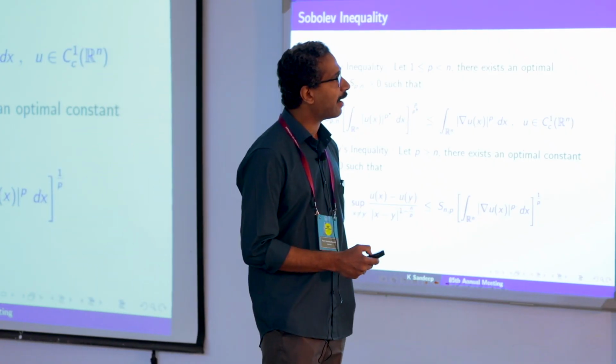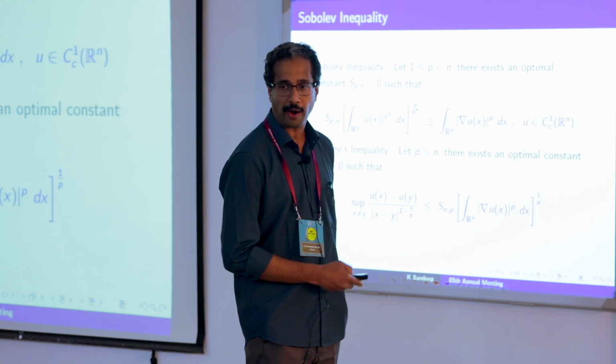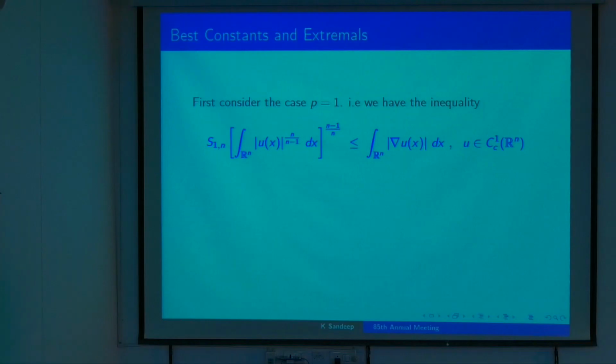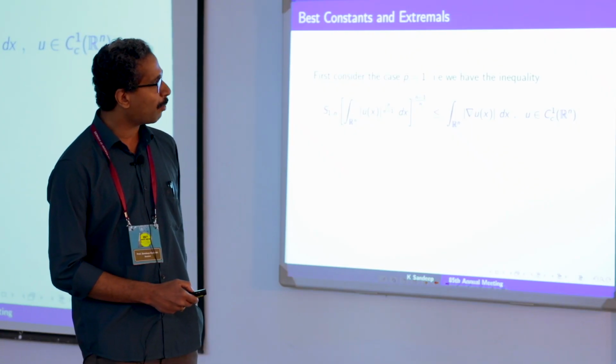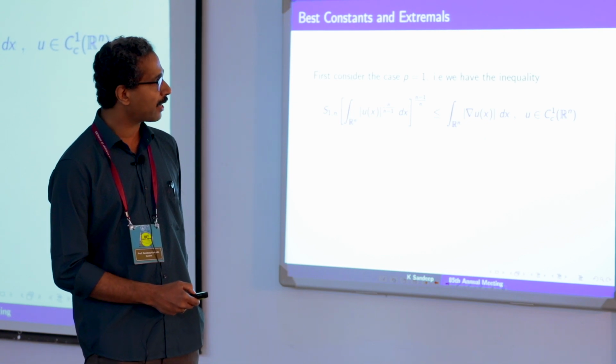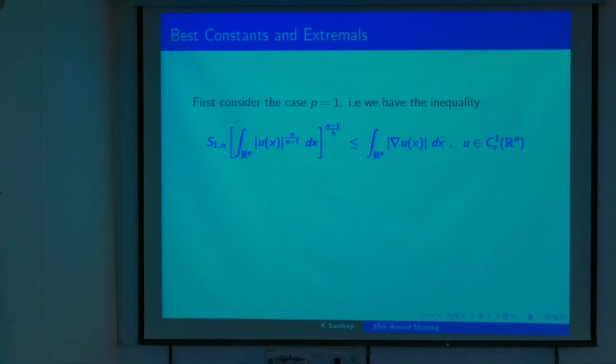For that, first I will consider the case p equal to 1. Okay, so when p is equal to 1, I can rewrite this inequality like this. This is the inequality when p is equal to 1. That means the integral of the modulus of the gradient of u controls the integral of |u| to the power n/(n-1). Then one may ask, what is this best constant?